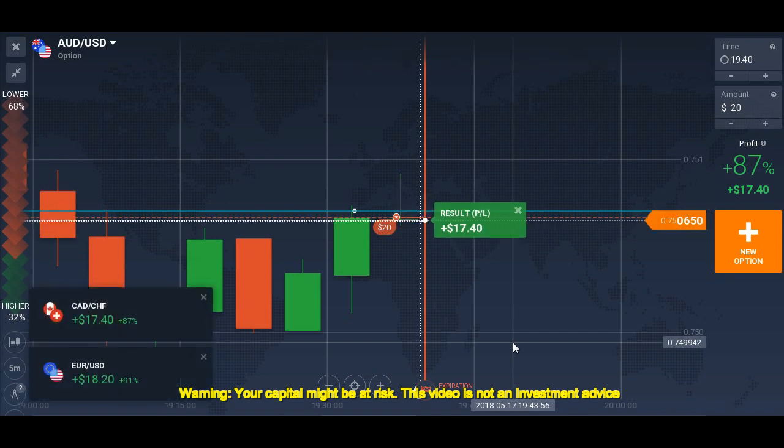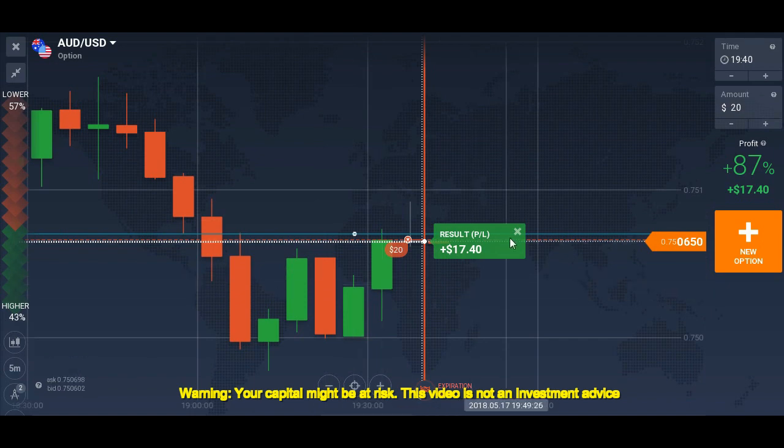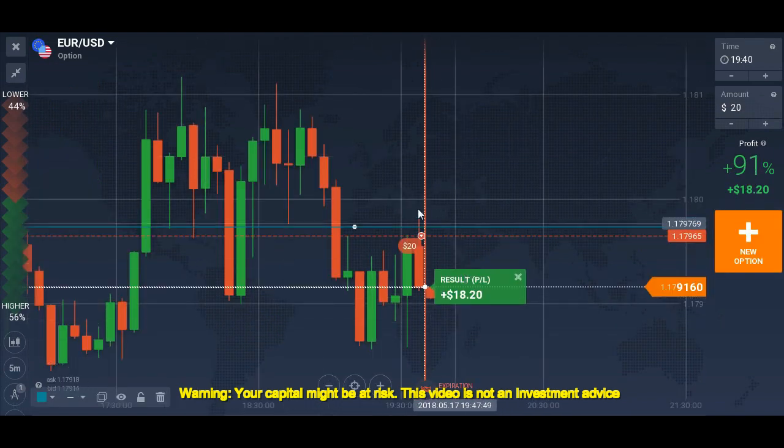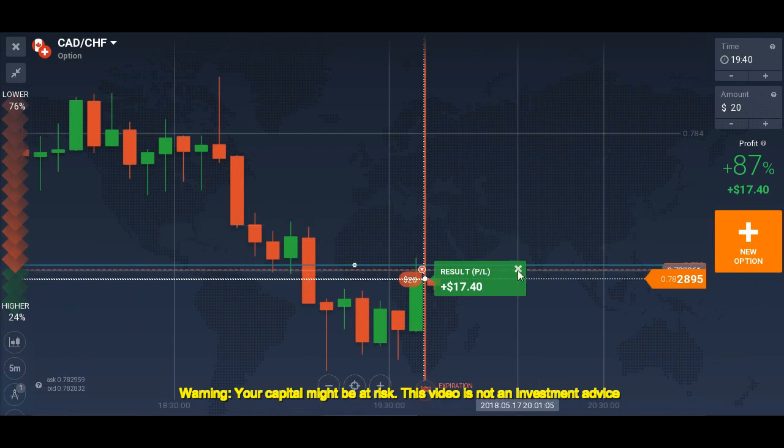So we finished all the trades in our favor. As you can see, we won this trade, we won this trade, and we won this trade. Now I will explain each of my trades.